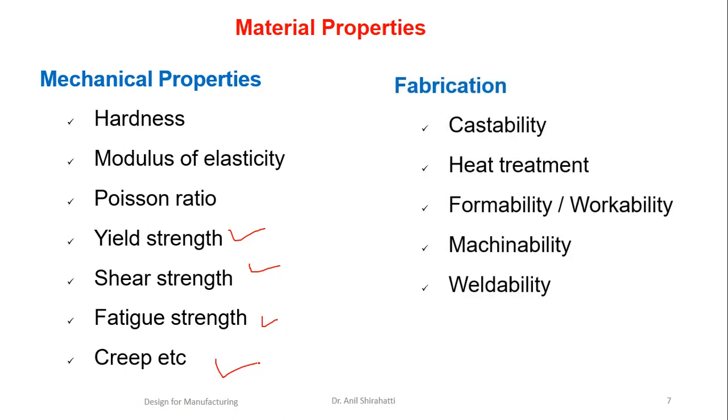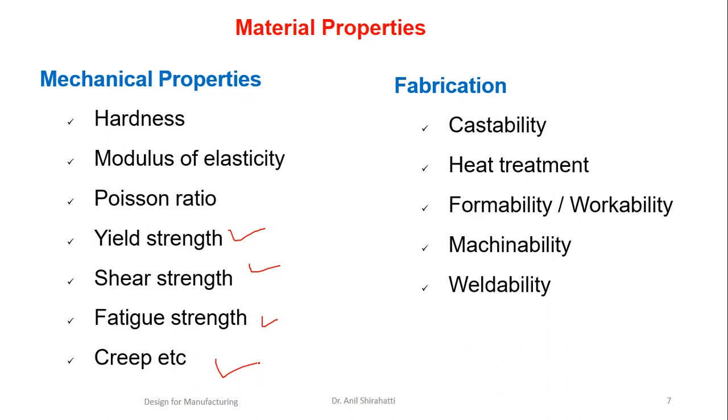Then what fabrication or manufacturing method you are adopting, like castability, or the heat treatment process if you are doing it, and what changes may happen because of this heat treatment. If you are using a welding method too, definitely the component which is welded, near the position of welding, there will be a change in the property of the material. Okay, and whether the material is machinable or not.